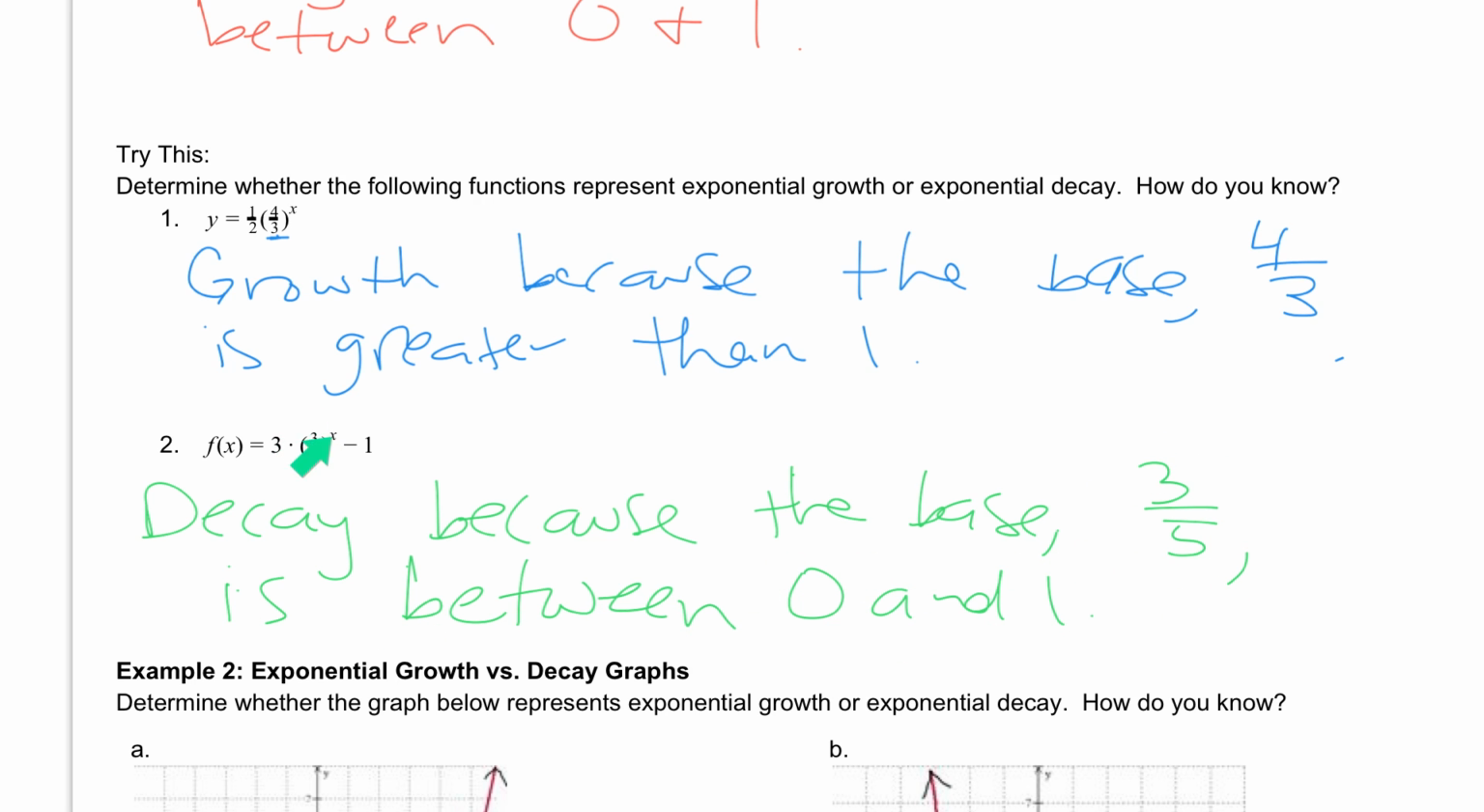Again, 3/5 is the one that's being raised to the x, just like 4/3 is the number raised to the x. The other numbers don't matter. If you have questions, let me know.